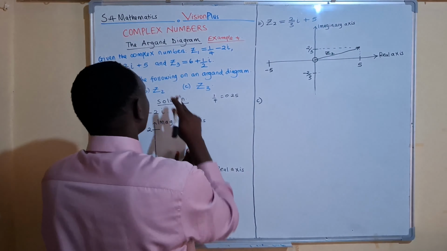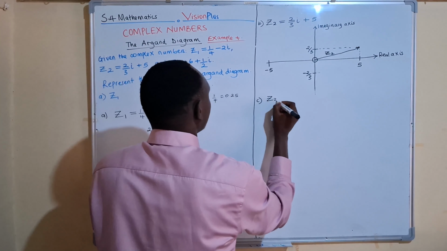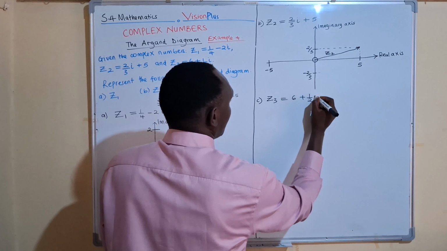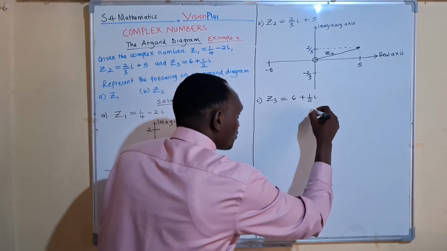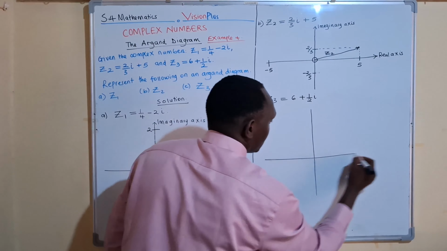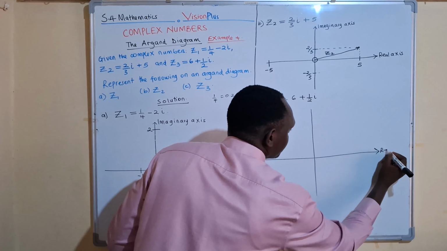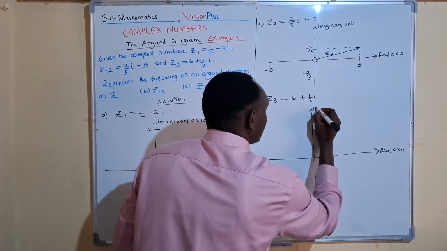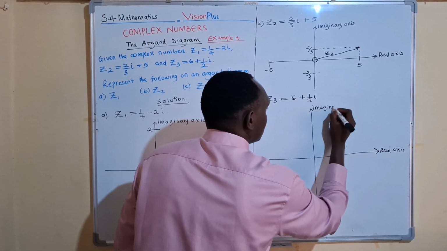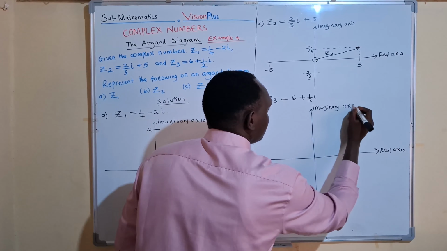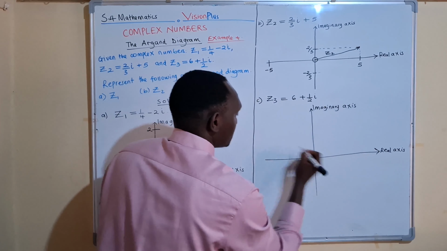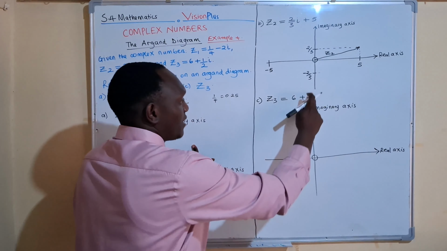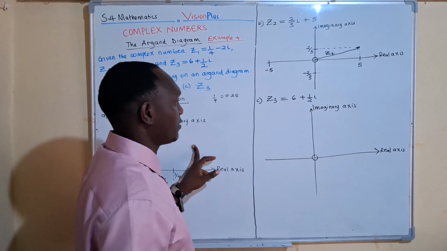Then part C says that we are given Z3 as 6 plus a half i. You go on and you do your complex plane. This is the real axis, and then this is the imaginary axis. This is the origin 0. Then you come and look at the numbers. Here we have 6 on the real axis, and then we have a half on the vertical axis.